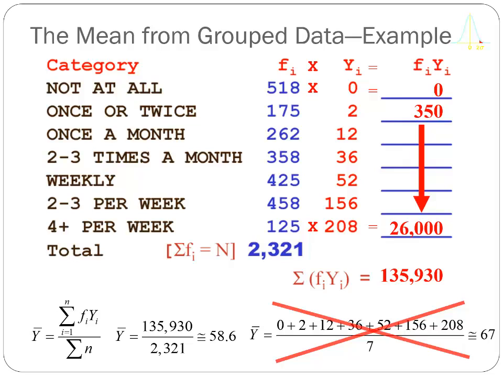I'll almost guarantee on one of our exams, somebody will take those values from before, those recoded values, the 0, the 2, the 12, the things that we're actually trying to average, and they'll try to average them. There's 7 numbers reported, and they'll just take those numbers, add them up, and divide by 7, and you can see that we get a value of 67. That would be a correct value if we had the same frequencies or same weights, same number of people in each interval, but we don't.